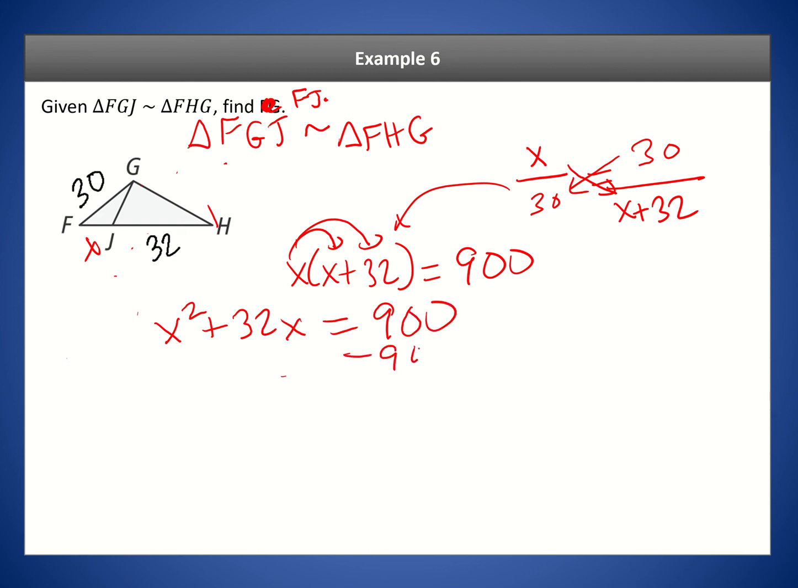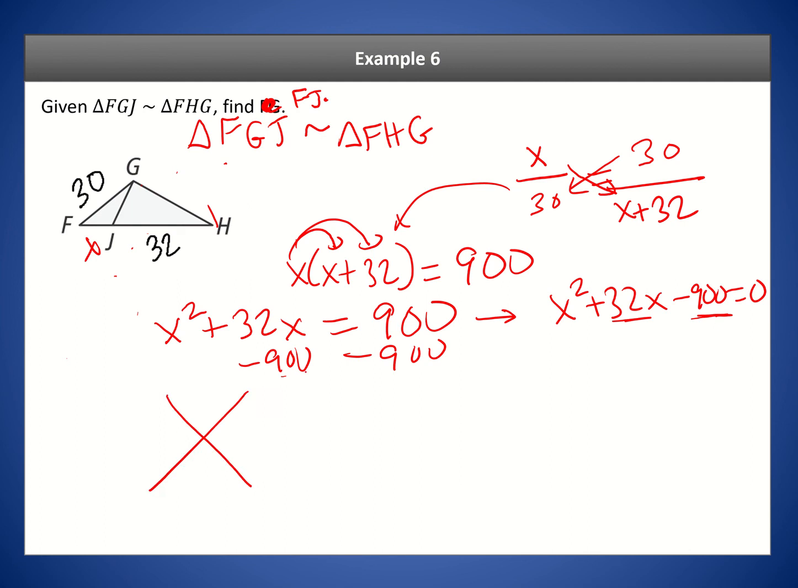Then we subtract 900. This is a quadratic equation, and so we want to set one side equal to 0. So let's do that here. We're going to subtract both sides by 900. Now I'm going to solve this quadratic equation by doing the factoring method. In order to factor this, I need to come up with two factors of 900 that add up to 32.